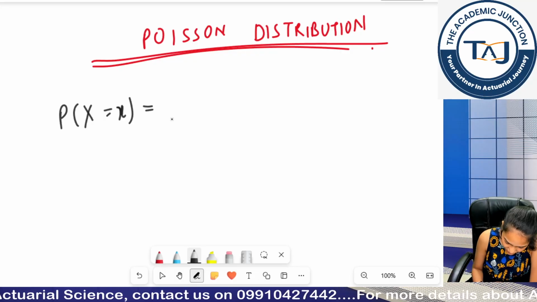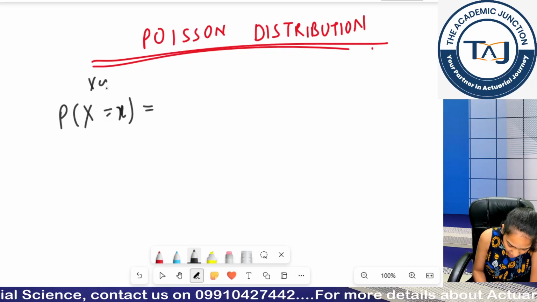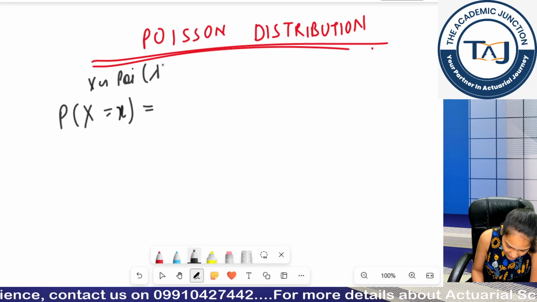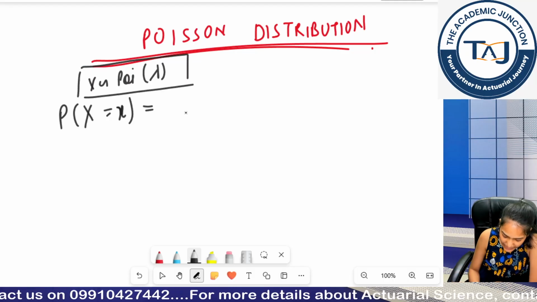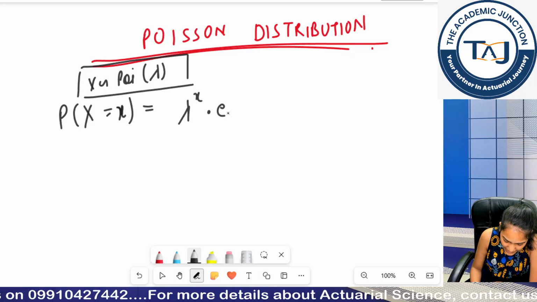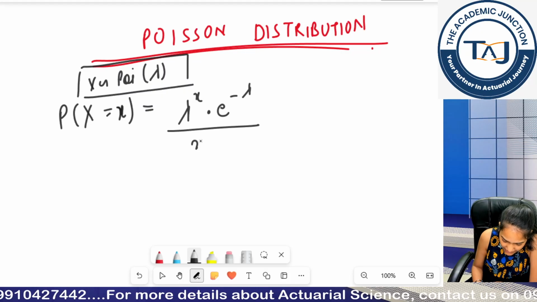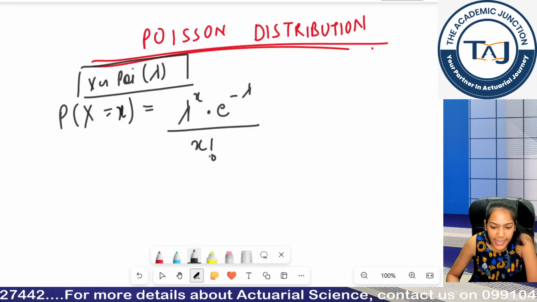So what is the distribution function? Here my X follows Poisson with parameter lambda. My probability function is lambda raised to the power x, e raised to the power minus lambda, with a factorial of x in the denominator.